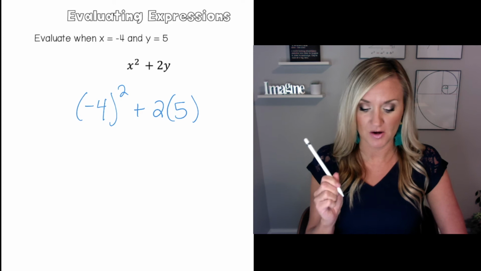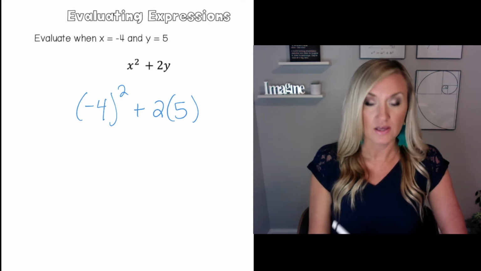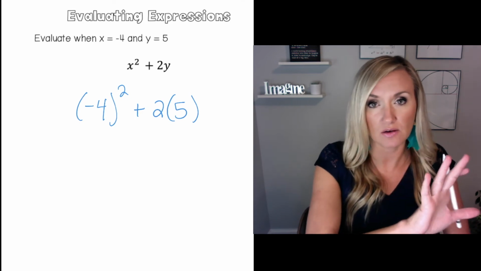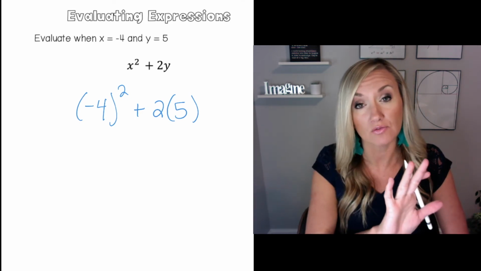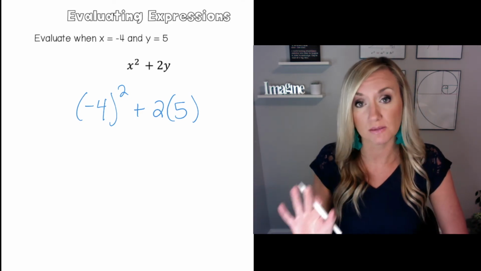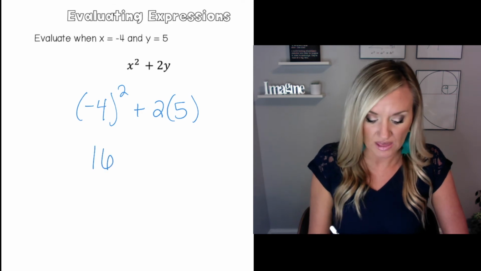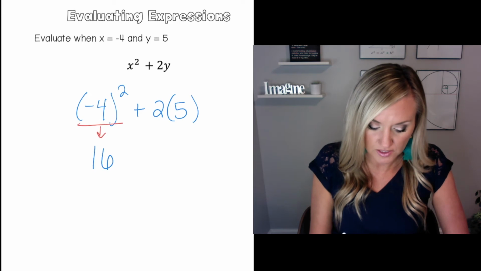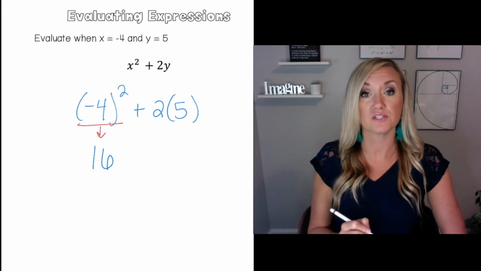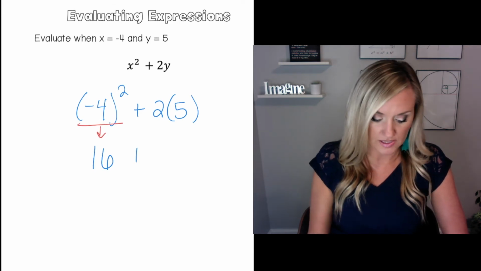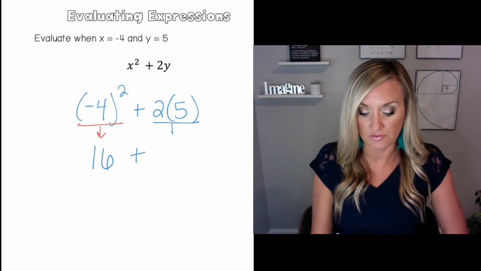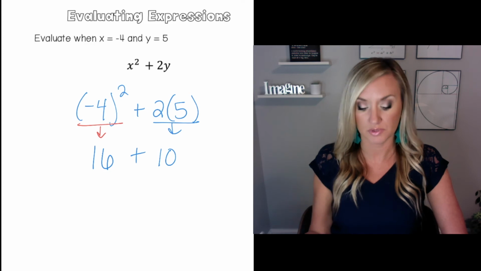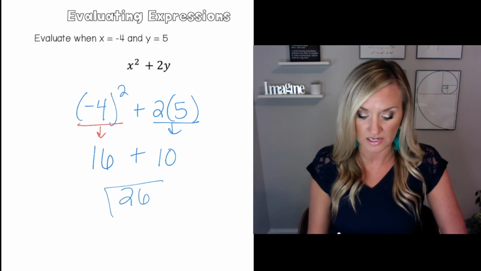Good idea. So now negative 4 squared is negative 4 times negative 4. A negative times a negative is a positive, and 4 times 4 is 16. So that is going to give us a positive 16. This right here gives us a positive 16. Then I have plus, and 5 times 2 is 10. And when you add 16 plus 10 together, you get 26.